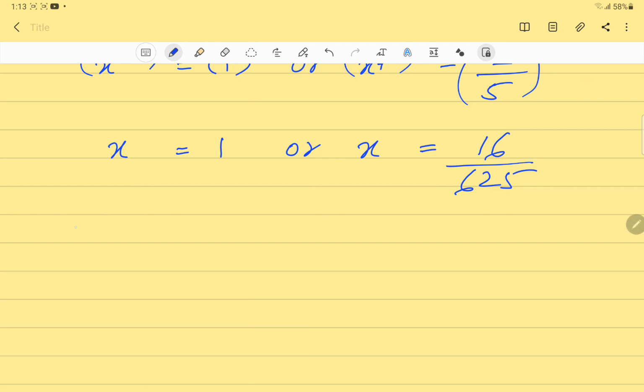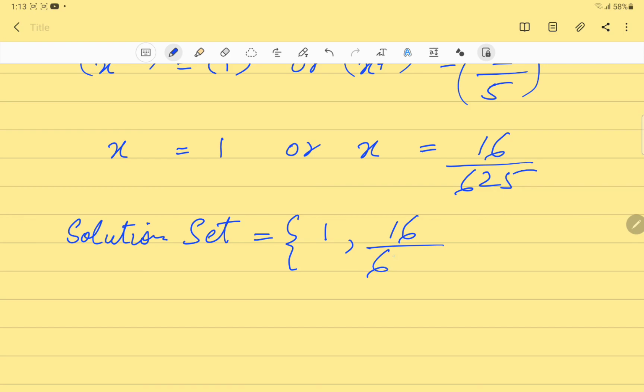So let's write our solution set. It is 1 and 16 over 625, which is the answer of this question.